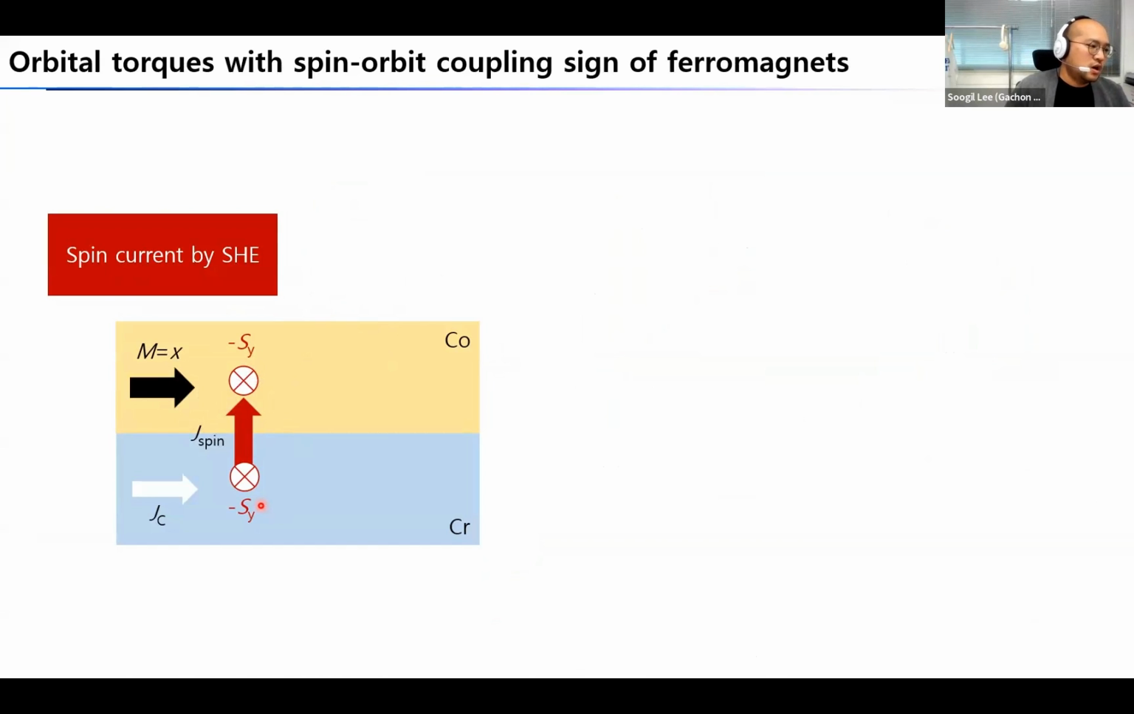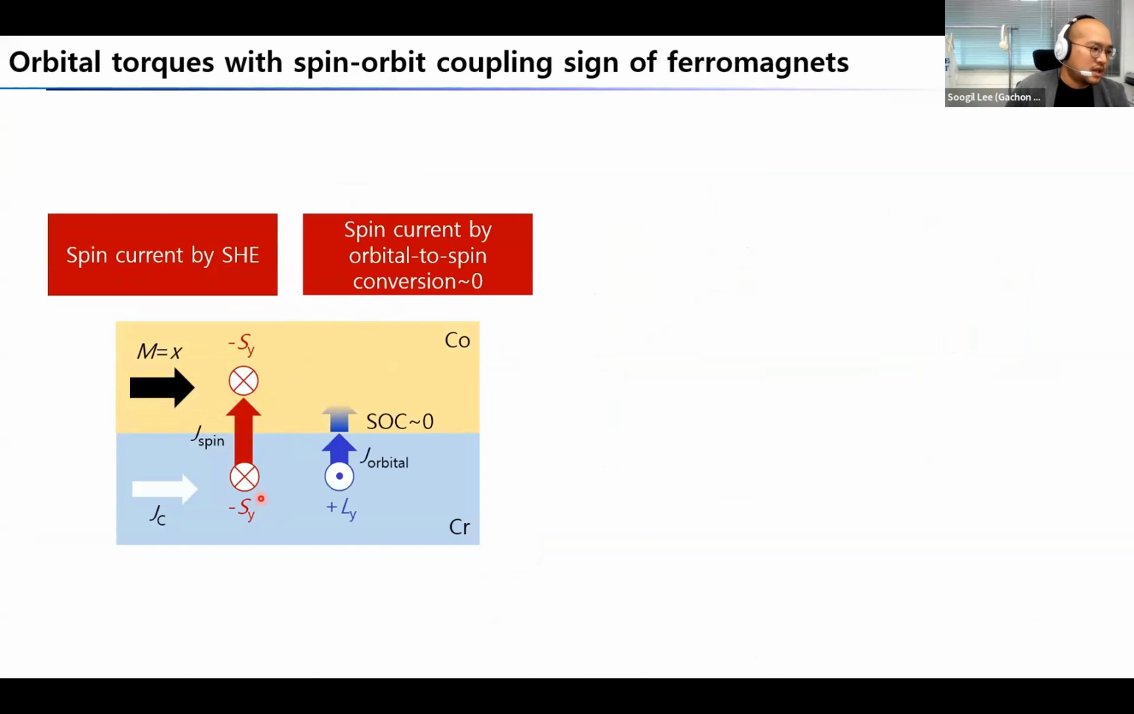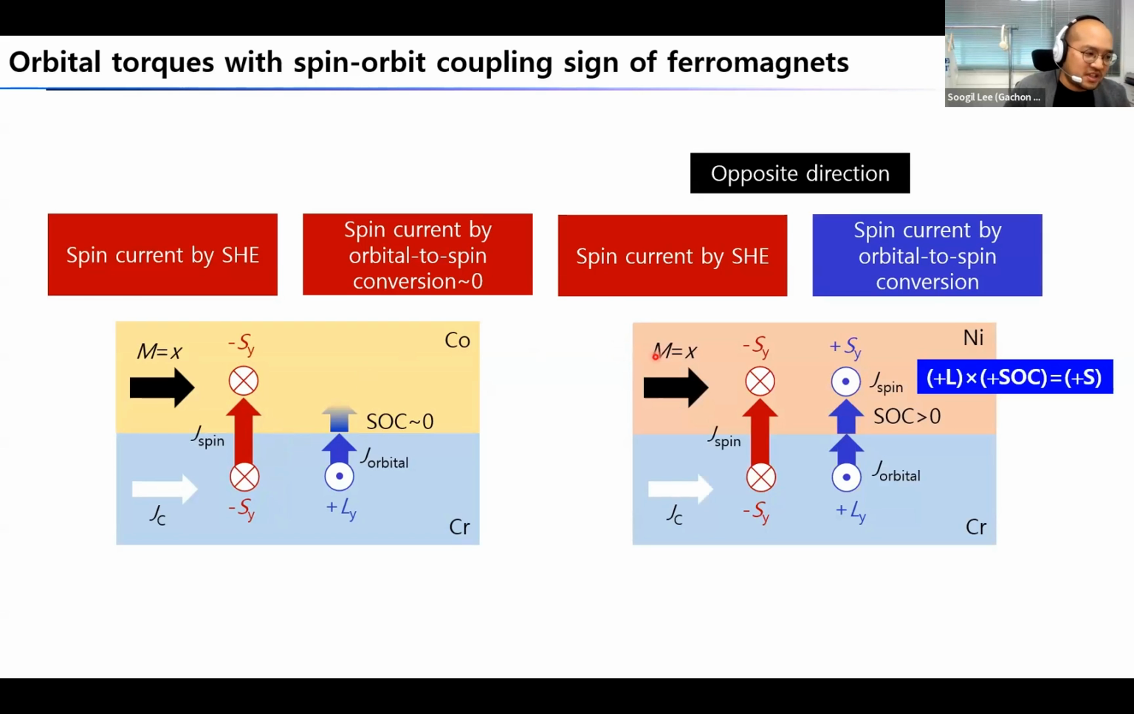In this structure, the orbital current negligibly contributes to the total spin orbit torque because the strength of spin orbit coupling in cobalt is negligible. So the conventional spin Hall effect is the major source for the total spin orbit torque in this cobalt chromium bilayer system. On the other hand, the situation is somewhat different in this nickel chromium bilayer.